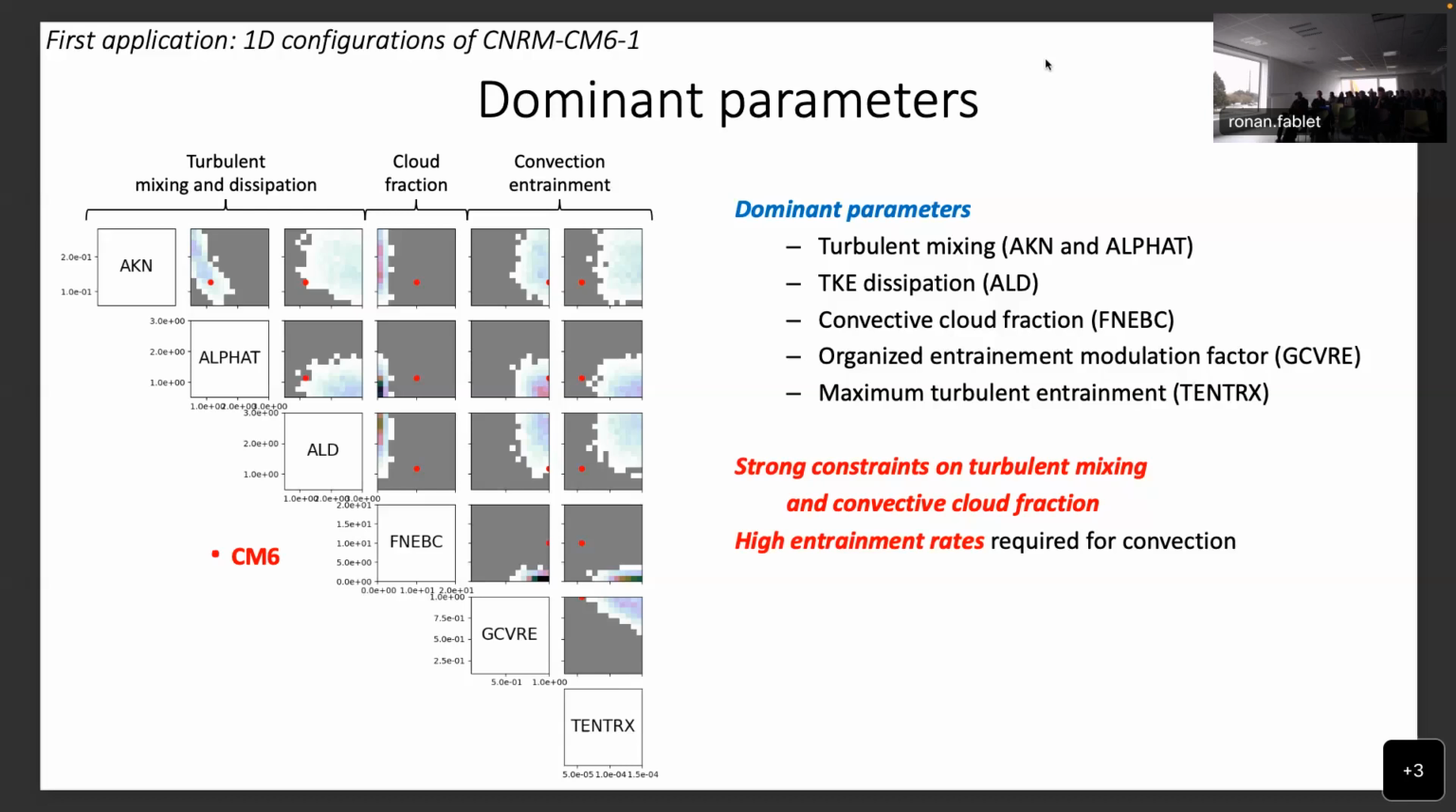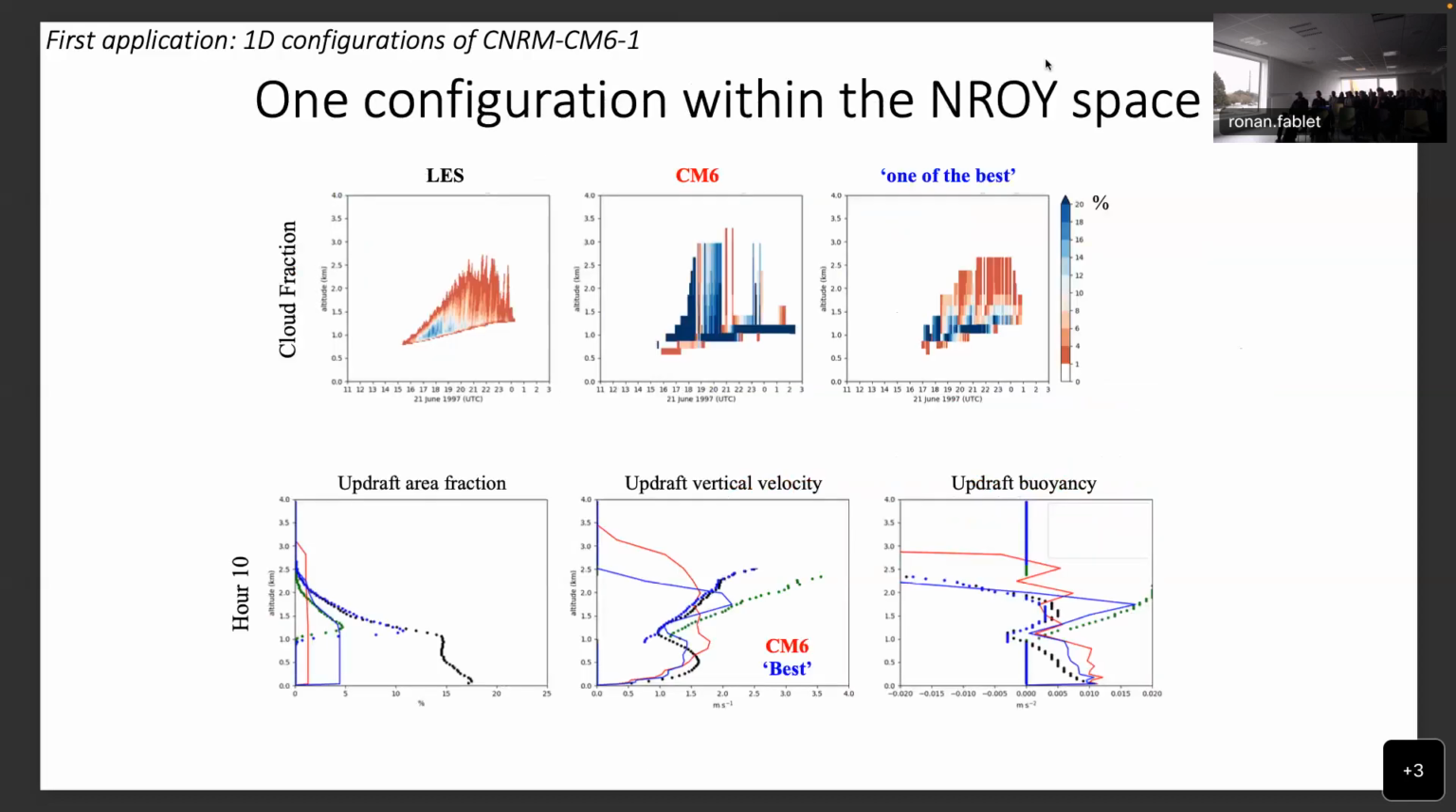So we see some dependence between parameters, which are interesting and which reflect some physical behavior. And interestingly, for the entrainment in convection, which is an important parameter when we model convection in the atmosphere, we see that we need a high entrainment rate for this shallow cumulus case, which is consistent with the literature. So if I just extract one simulation, one configuration from this error space, here you have an example.